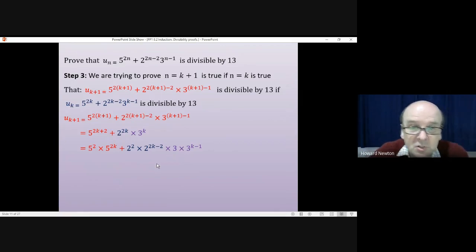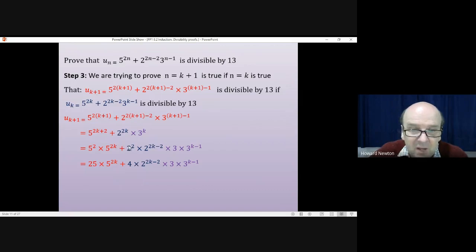What we're trying to do is to get these terms exactly the same as the terms in UK. And we've got 5 to the 2k there, so we want that here. 2 to the 2k minus 2 there, we want that here. 3 to the power of k minus 1 there, we want that here. That is the reason we've broken that up in that way.